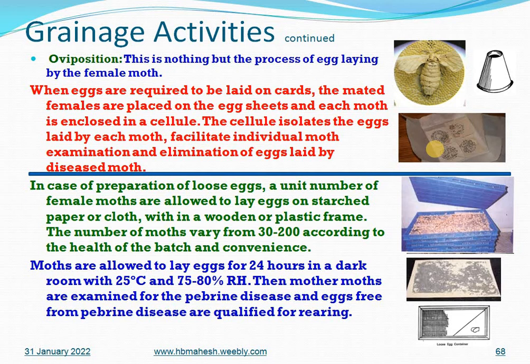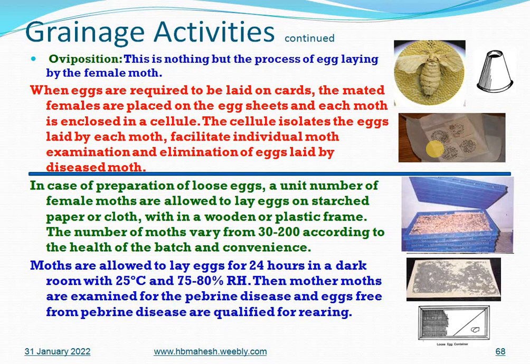So if the health is good, up to 200 moths; if the health is not good and there is slight infection, it should be done in small quantity. Again each batch should be subjected to pebrine test. If you find any pebrine spore, then such lots have to be discarded. So the number of moths varies from 30 to 200 according to the health of the batch and convenience. Of course, convenience aside, health of the batch matters more.